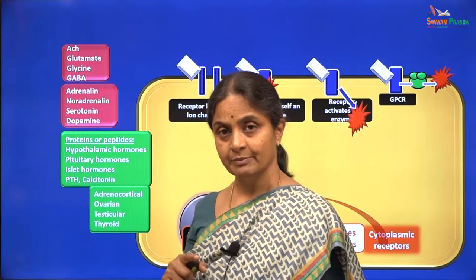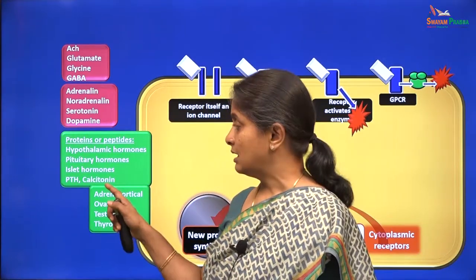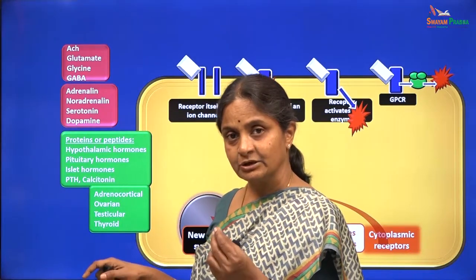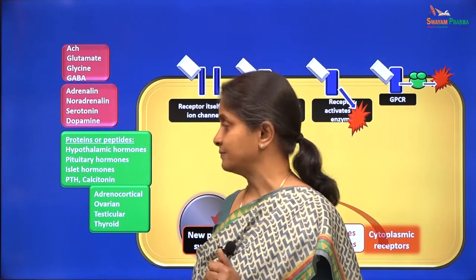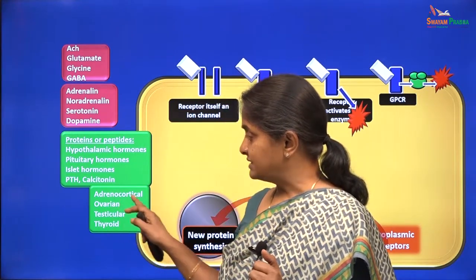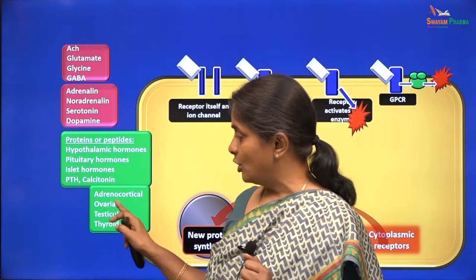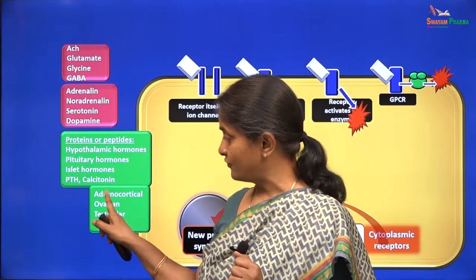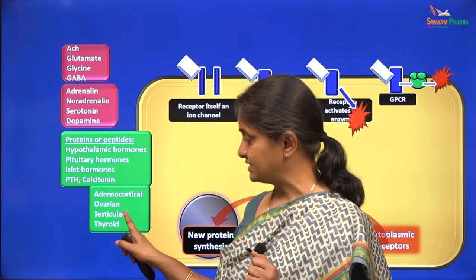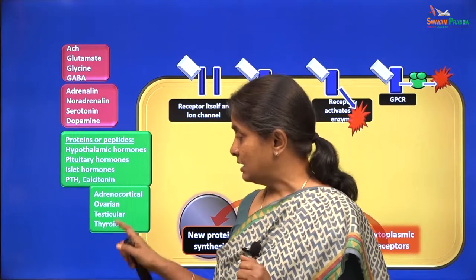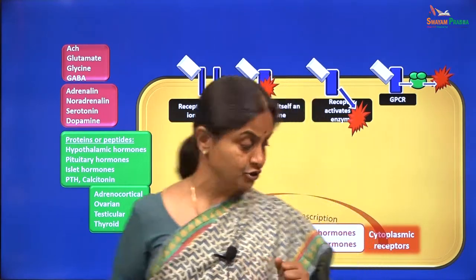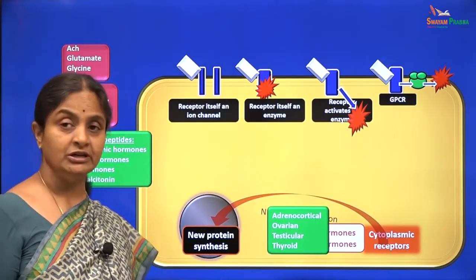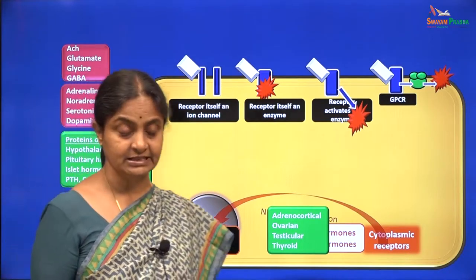The islet hormones being insulin, glucagon. Then we have parathormone and calcitonin, which are secreted from glands located within the thyroid gland. There's the adrenal cortex, the ovary, testis, and the thyroid gland per se. Hormones of the adrenal cortex, ovaries, and testis are steroids. The steroid hormones and the thyroid hormones act through cytoplasmic receptors and cause nuclear transcription and new protein synthesis.